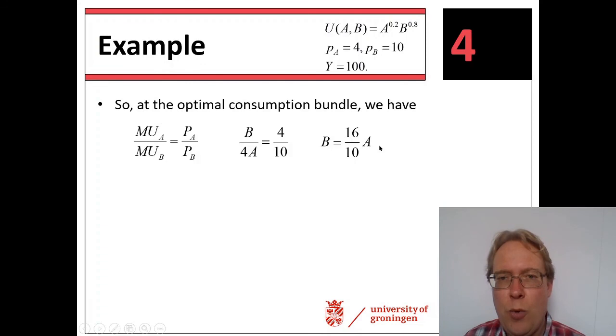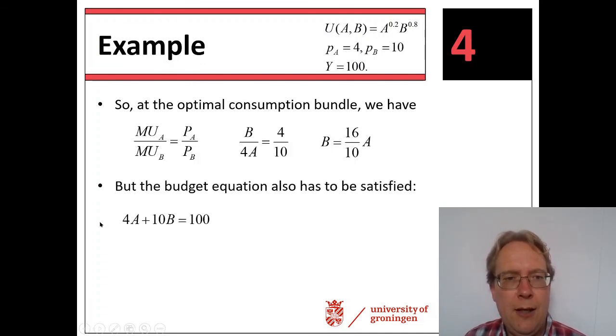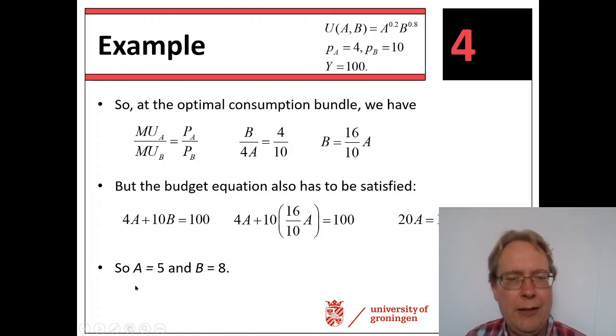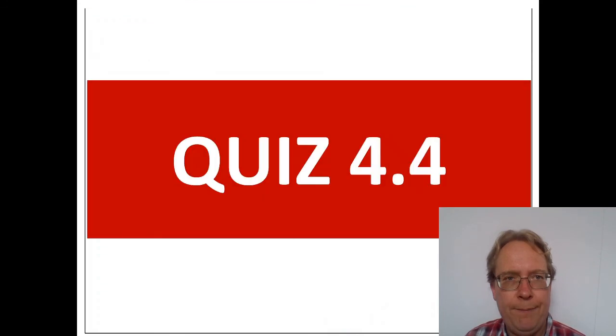There's another thing I know. My optimal consumption level is such that I spend all my money. This was my budget constraint. Price of artichokes, price of beans. My income is 100. Plug this into that. That gives me this. So then 20a equals 100. So a is 5 and b is 8. By the way, in this example and also in the previous ones, these are nice round numbers, but they don't have to be, right? I also mentioned that before already.